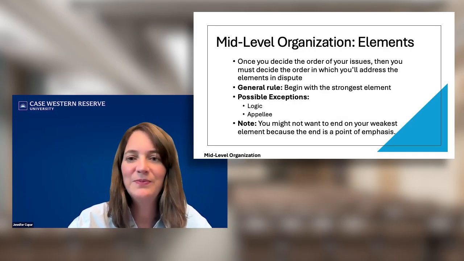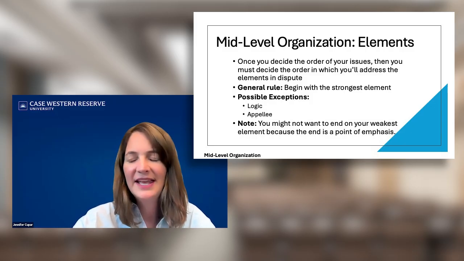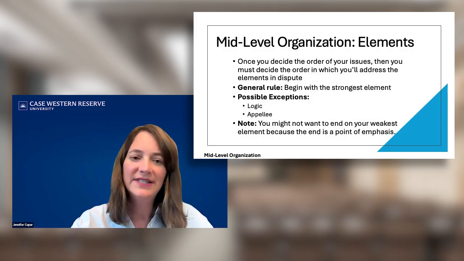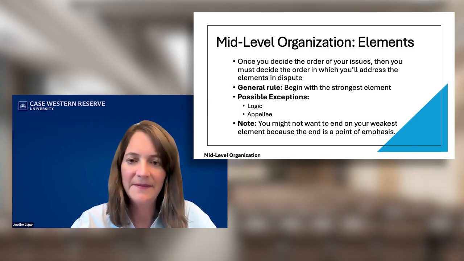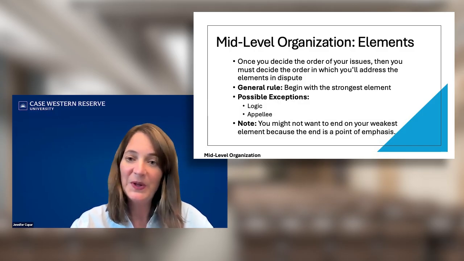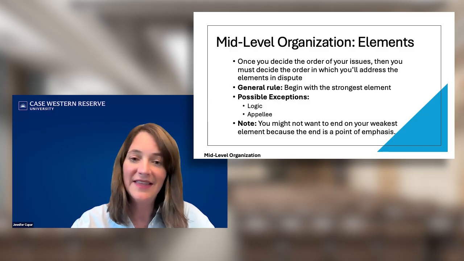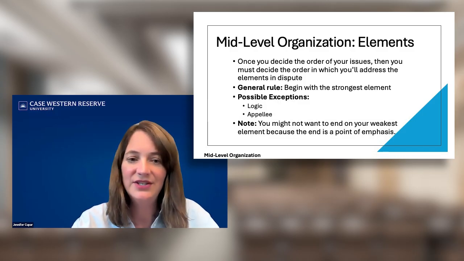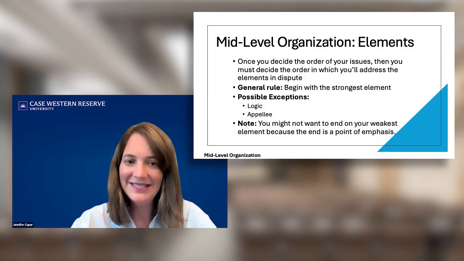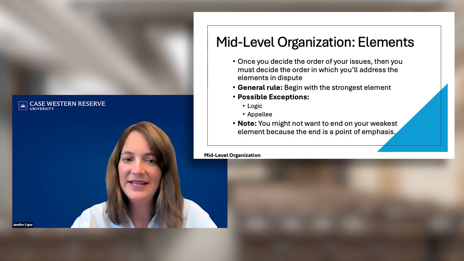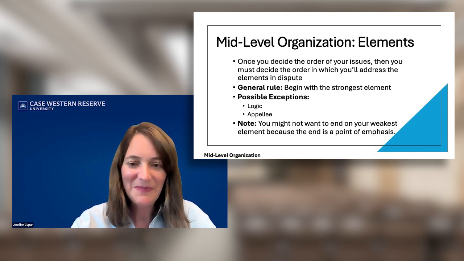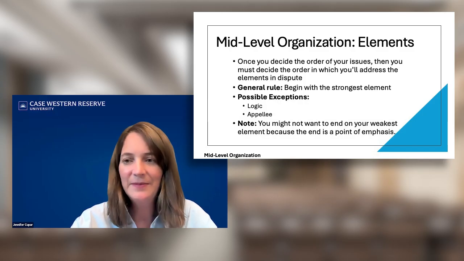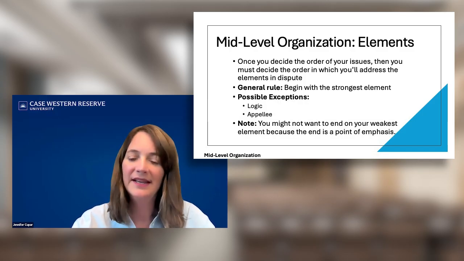All right, that takes us to mid-level organization. And this is when you've decided what issues you're going to address and the order you're going to address them. And say you have multiple elements or factors that are in dispute on that issue. Then you've got to decide the order in which you'll address the elements that are in dispute. Once again, you're going to typically begin with your strongest element first. Begin with your point of strength.